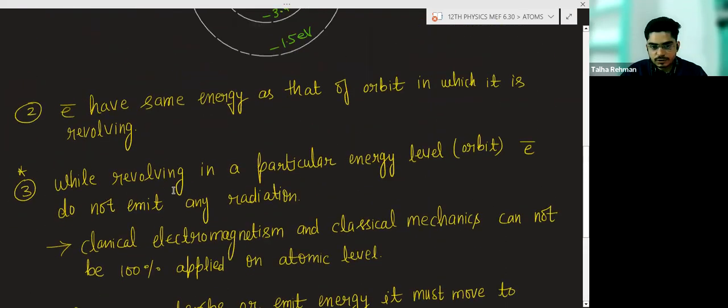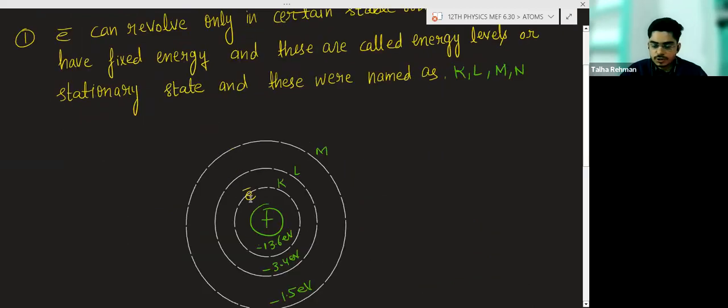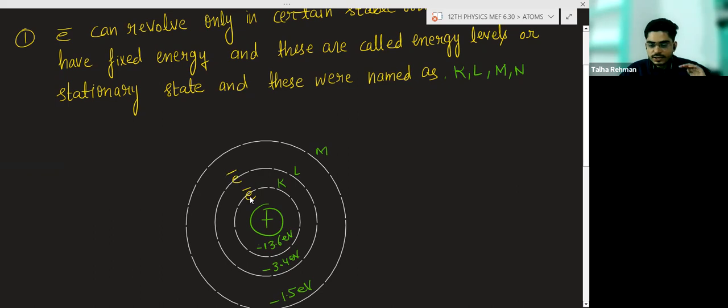Suppose the electron is here and gains some energy, so it will move from the K energy level to the N energy level. If the electron is gaining energy, it will move to a higher energy level, from K it will go to L. But if the electron is here and loses some energy, on losing energy it will move to a lower energy level, it will come to the K.